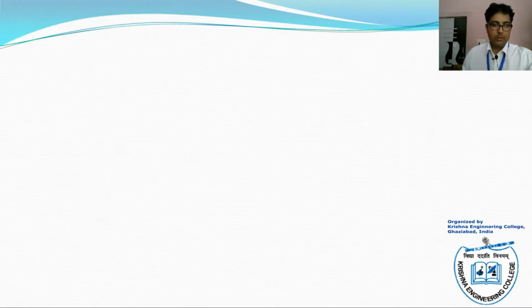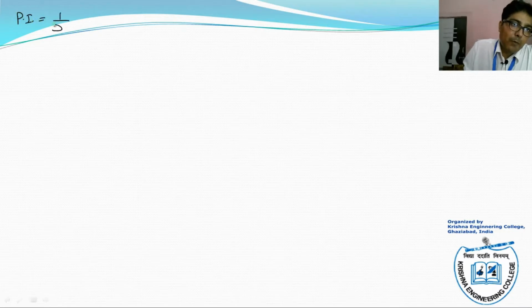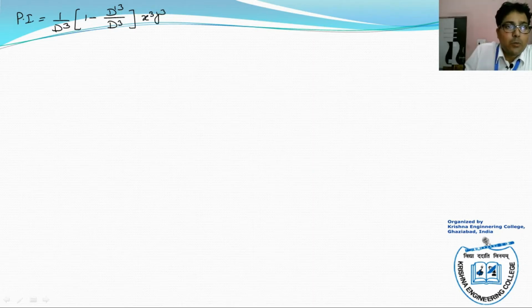Clear? The PI is 1 upon D cube, 1 minus D dash cube upon D cube into x cube y cube. This is the term. Clear? To the power minus 1. Here we know that by binomial expansion, 1 minus x to the power minus 1 is equal to 1 plus x plus x square and so on up to infinity, if mod of x is less than 1.